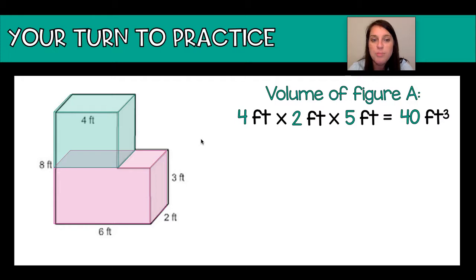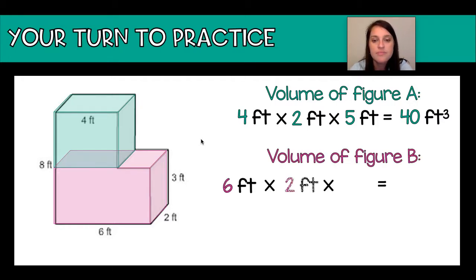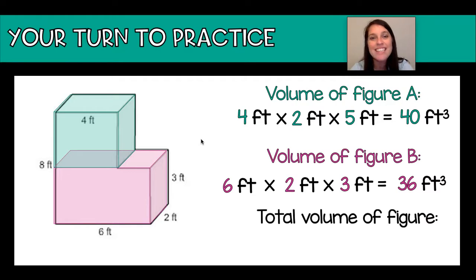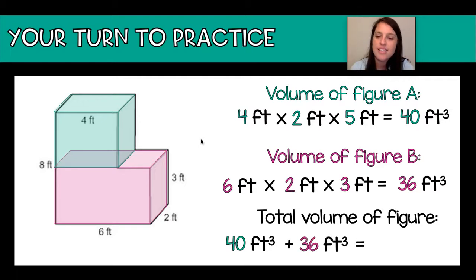We've got figure B. The length was 6 feet, the width was 2 feet, and the height was 3 feet. 6 times 2 is 12 feet, times the 3 gives you 36 cubic feet. And lastly, to find the combined total, 40 cubic feet plus the 36 cubic feet gave you a total of 76 cubic feet.